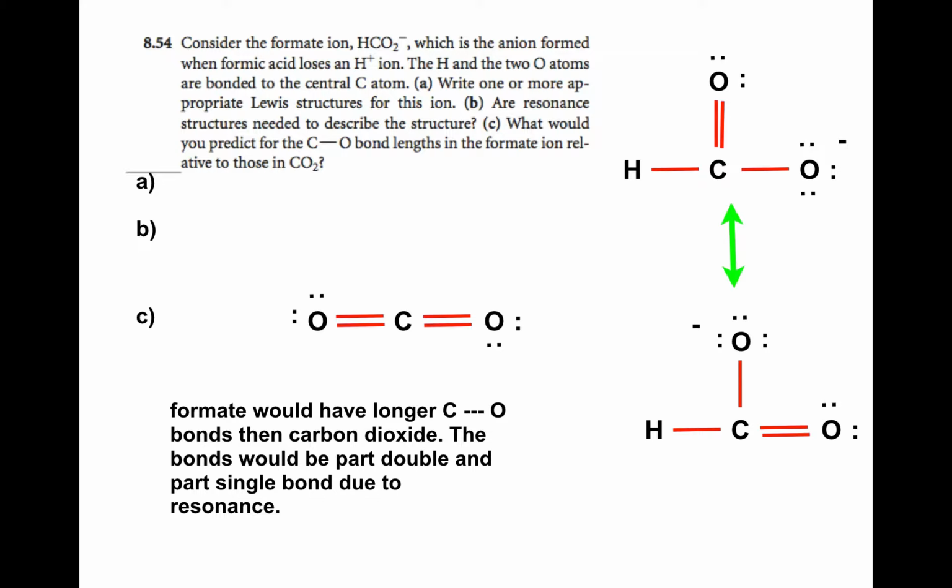Whereas with formate, that's not really a true double bond on either of the oxygens. It's a bond and a half. The double bond is delocalized over all 3 atoms, the carbon and the 2 oxygens. So the bond length between the carbon and the oxygens in formate is going to be a little bit longer because it's part single bond, not completely double bond.